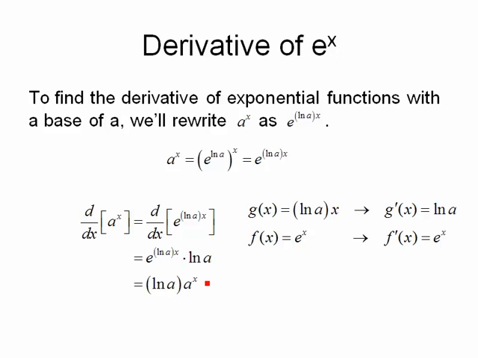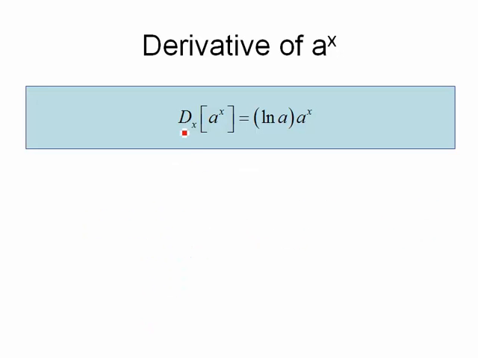So it's a lot like when we did an exponential function with a base e, but here when we take the derivative we get this extra piece, ln of a. And notice that if a was equal to e, we'd have ln of e out in front, and ln of e is 1, so we just get e to the x, so it makes sense. Our derivative of a to the x is ln of a times a to the x.